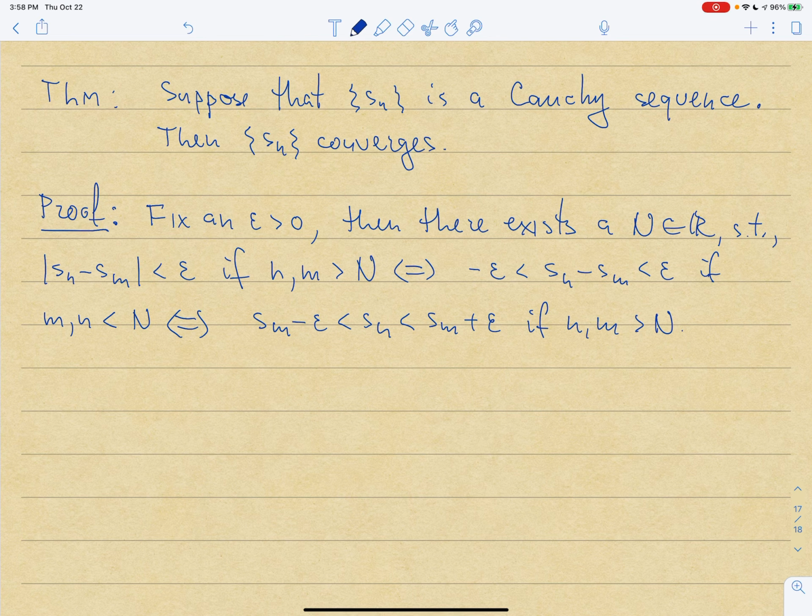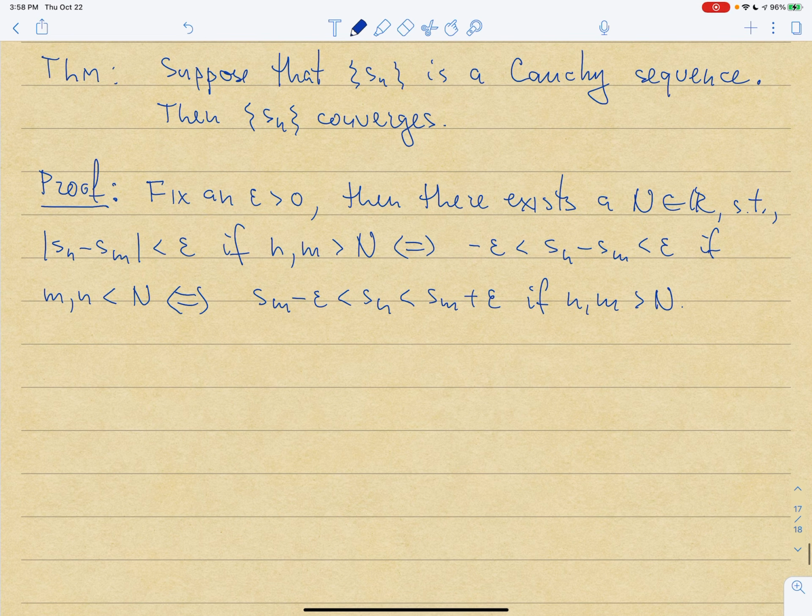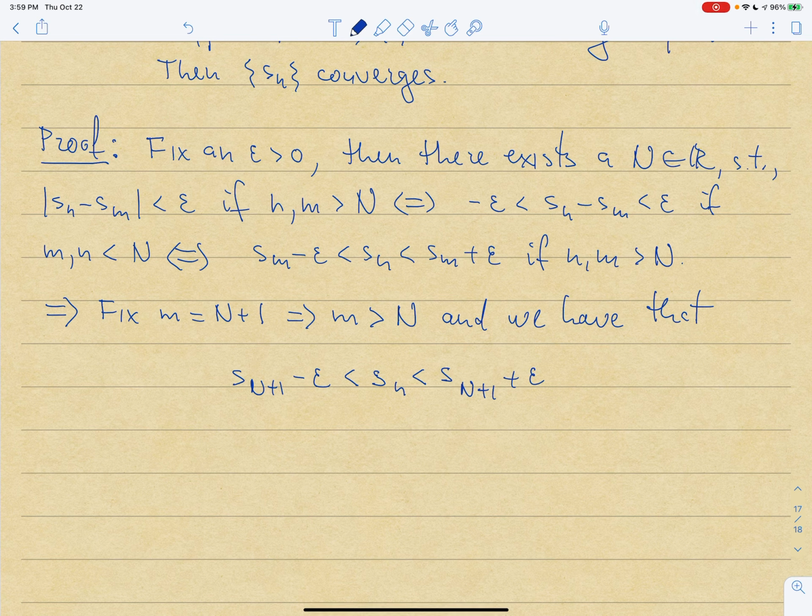So what can we conclude from this? We conclude that if we fix m equal to, let's say, N plus 1, so that m is bigger than capital N, we have that S_{N+1} minus epsilon is less than Sn less than S_{N+1} plus epsilon, right? Because m again is N plus 1. Now, because I fixed m, then I allow only n to vary. So this should be true for all n that are greater than capital N.